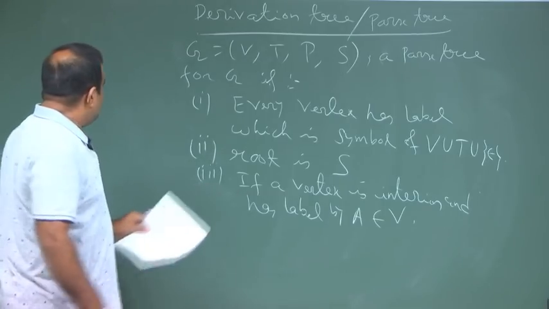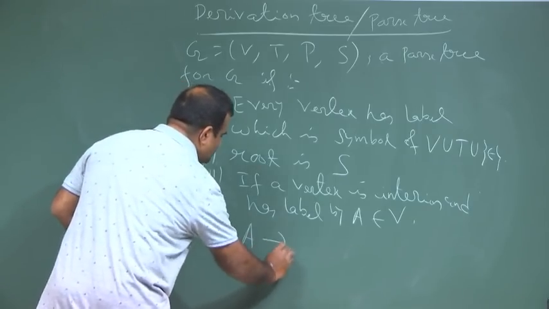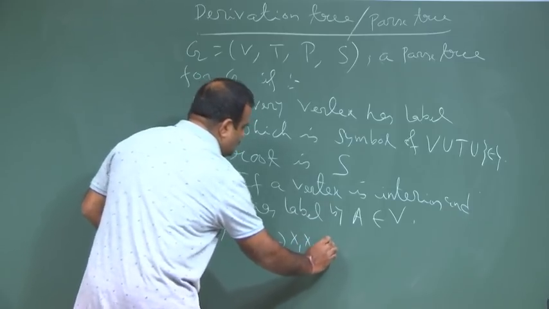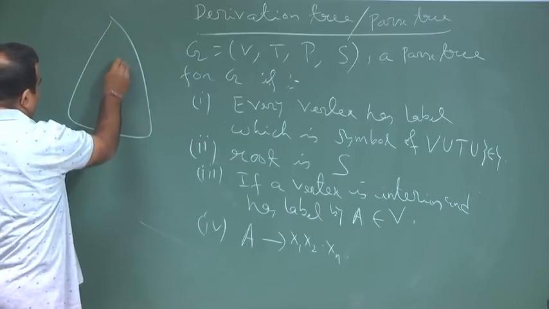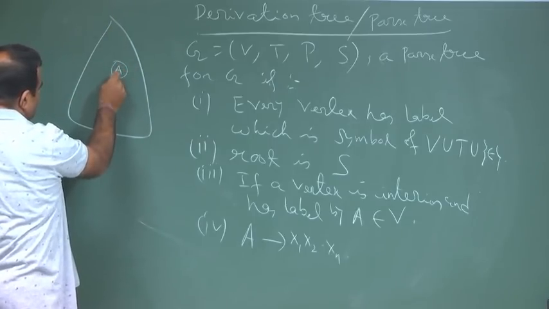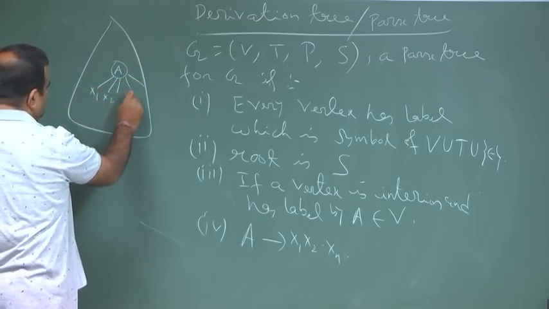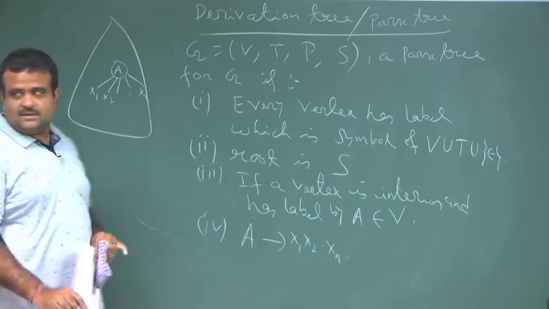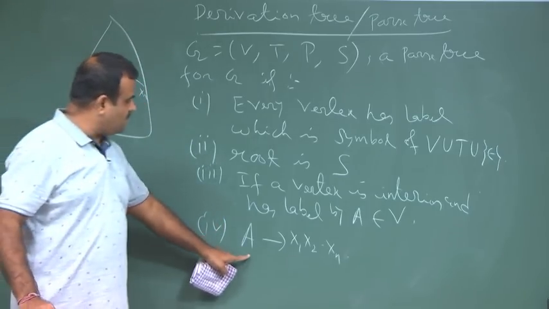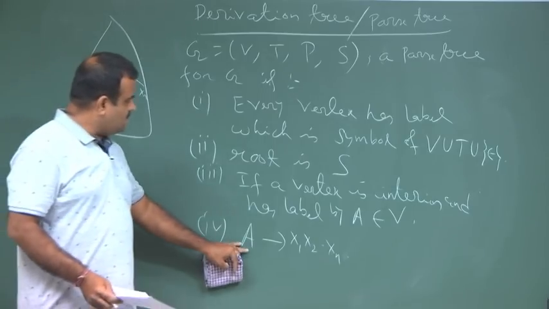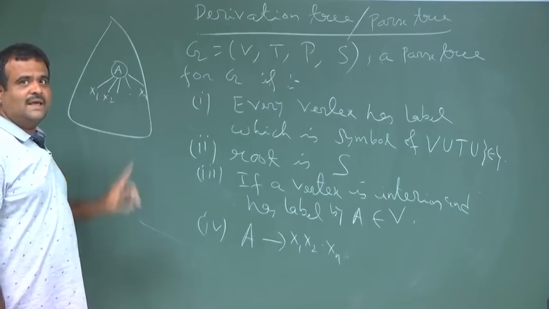Okay. Now, if we have a rule like this, A goes to x1, x2, ..., xn, and in a tree if A is there, then the children of A are basically x1, x2, ..., xn. These are the children of this variable, because this is coming from the rule. If we have a rule, then we have the branches of that subtree. So, this is a subtree rooted by A.